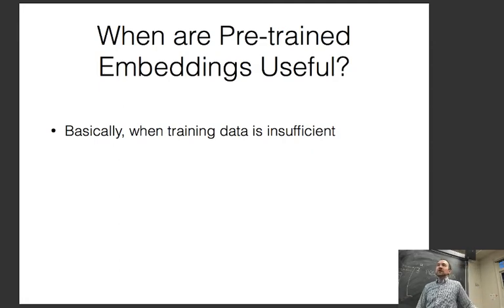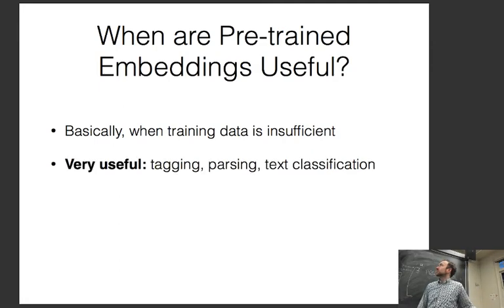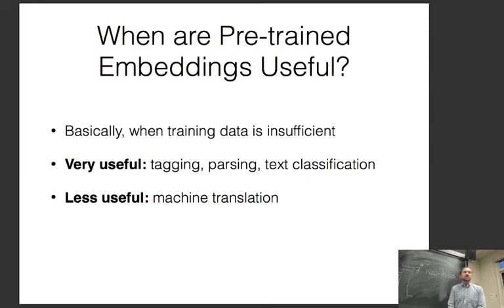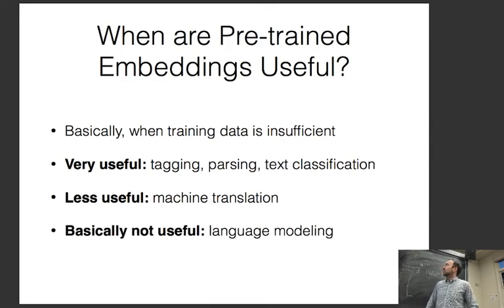When are pre-trained embeddings useful? Basically, the answer is when training data is insufficient. They're most useful for things like tagging, parsing, text classification, because these are all hand-labeled data scenarios where we never have enough data to train our models. They're less useful for things like machine translation, because in machine translation we can get a relatively large amount of data compared to the other tasks. Still, they are useful in some situations. They're basically not useful for language modeling, because you can get just as much data for language modeling as you can get for training word embeddings. So they might help you converge faster, but they probably won't help improve your accuracy very much.